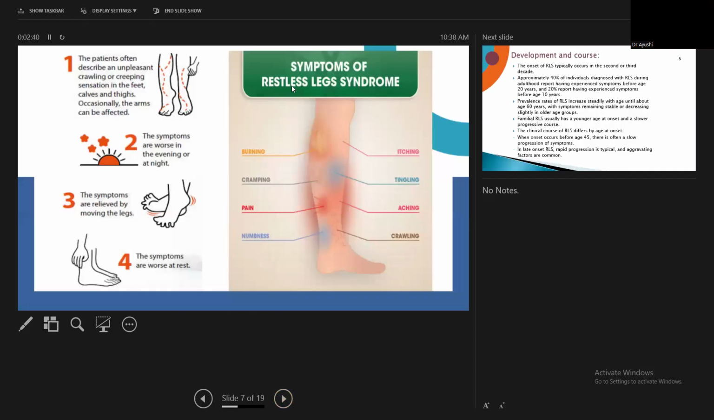These are the symptoms of RLS: burning, cramping, pain, numbness, itching, tingling, aching, and crawling. And the patients describe an unpleasant crawling or creeping sensation in the feet, calves, and thighs. Arms can also be affected occasionally. The symptoms are worse in evening and night. The symptoms are relieved by moving the legs, and the symptoms are worse at rest.